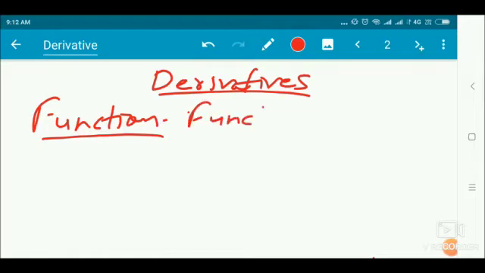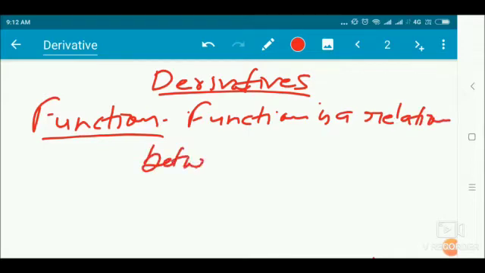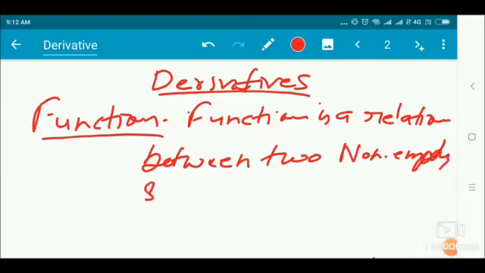a relation between two non-empty sets. Function is a relation between two non-empty sets. Empty means the set which does not contain any element, and non-empty means the set which contains at least one element. So to understand this definition, function is a relation between two non-empty sets.